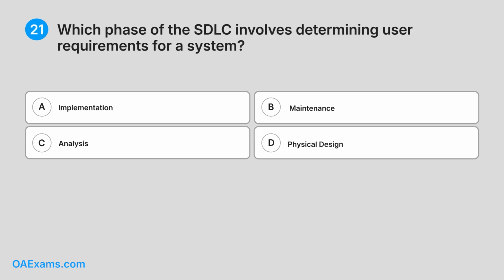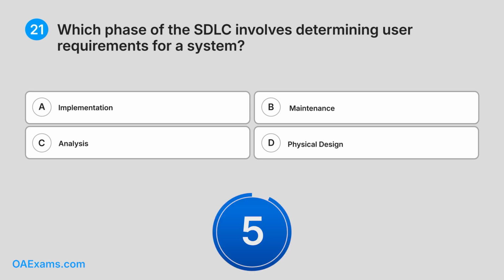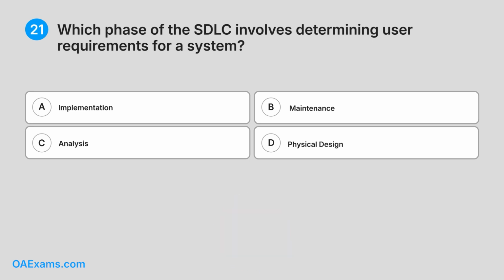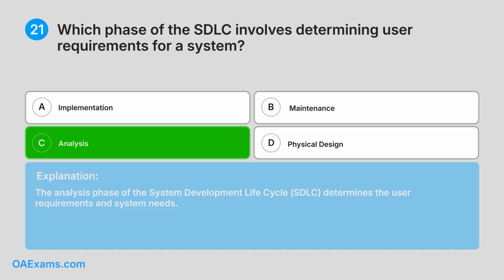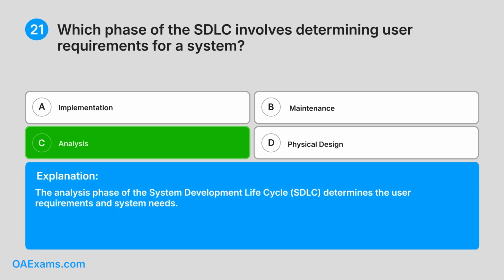21. Which phase of the SDLC involves determining user requirements for a system? A. Implementation. B. Maintenance. C. Analysis. D. Physical design. Do you know the answer? Correct answer: C. Analysis. Explanation: The analysis phase of the System Development Lifecycle, SDLC, determines the user requirements and system needs.